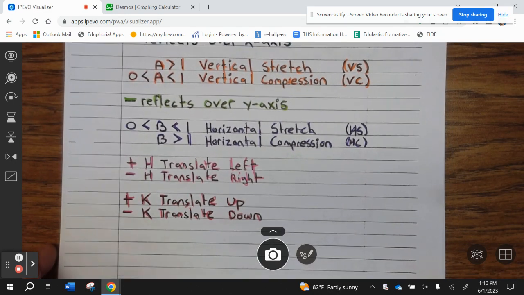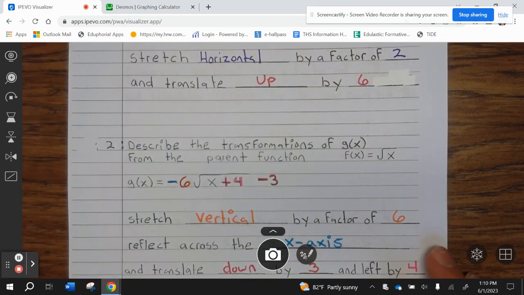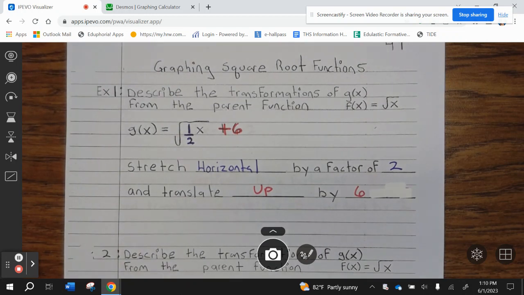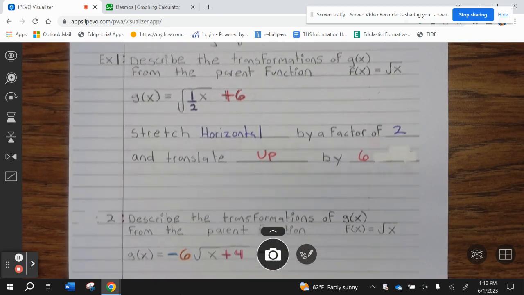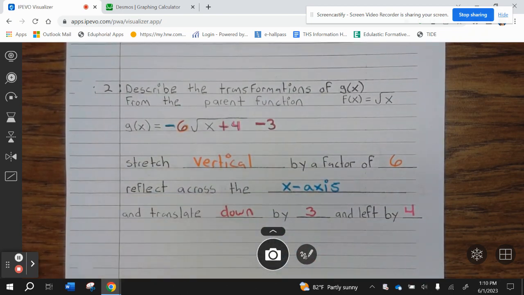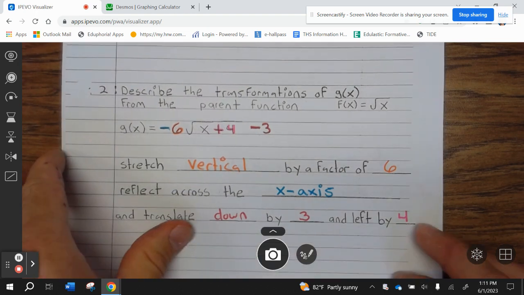All right. Let's take a look at example number 1. Describe the transformations of g of x. It's a horizontal stretch by a factor of 2 and translates up by 6. Example 2: describe the transformation of g of x. It's a vertical stretch by a factor of 6, reflects across the x-axis, translates down by 3 and left by 4.